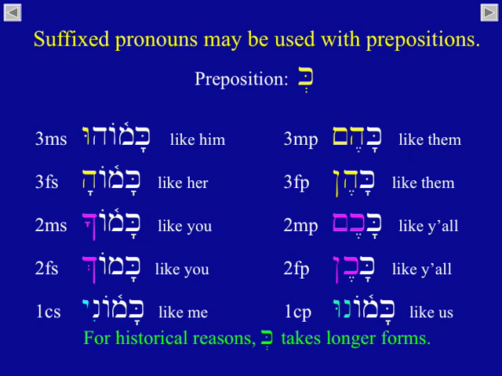Kamohu, like him. Kamoha, like her. Kamocha, like you. Kamoch, like you, feminine. Kamoni, like me. It's basically an archaic form, and it appears rarely in old poetic texts, even with the preposition lamed. For instance, you'll see something like lamohu, like him, instead of simply lo. But this archaic form is fixed for the preposition kaf, in a way that it's not for the preposition le or the preposition b.